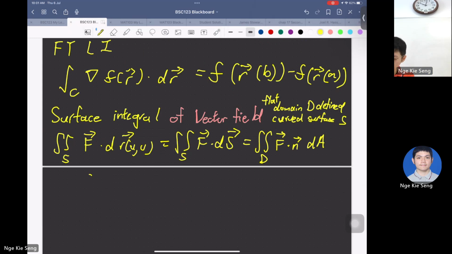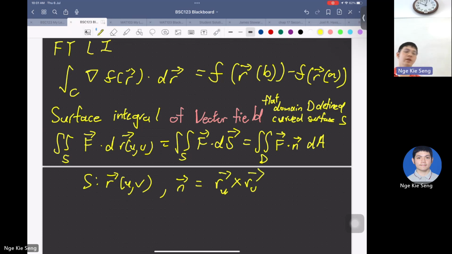My X is defined using RUV. Okay. So what's the normal vector in this case? It's just RU cross RV. Okay, good. So how to compute the double integral here?